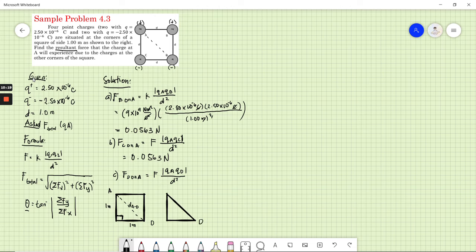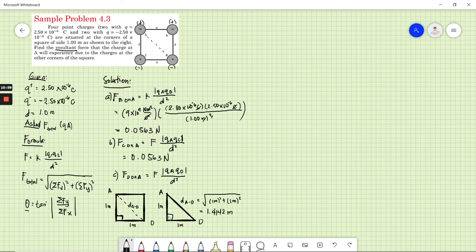So this is our D, this is our A, and that's our 90 degrees. So we're looking for DA, and we know this is 1 meter, this is 1 meter. In order for us to find this, we just have to take this, square it, 1 meter squared, add this side and square it, add these two, then square root, and you would get that the distance between A and D is actually equal to a little more than 1.142 meters.